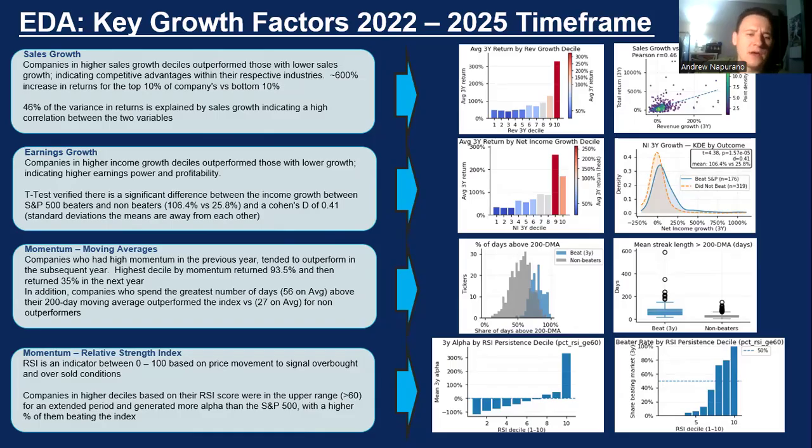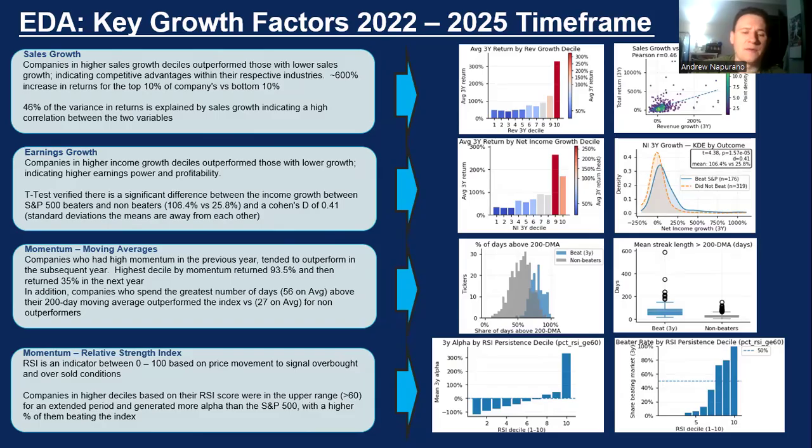And then momentum. So moving averages: how many days on average is your price above its average price over a rolling 30, 60, 90-day period? The more that the price is above its average, the better those companies outperform, seen on the charts on the right. And then relative strength index.